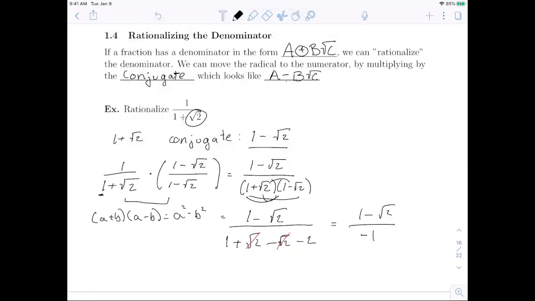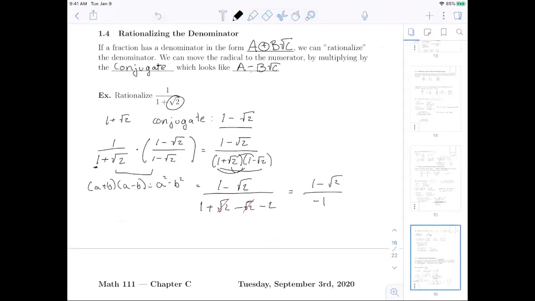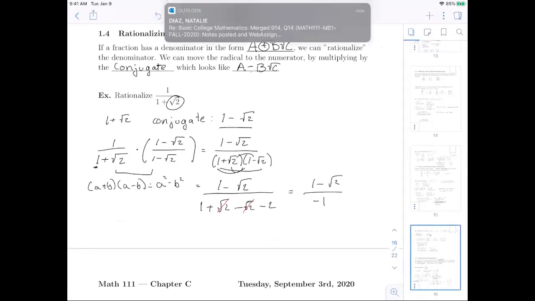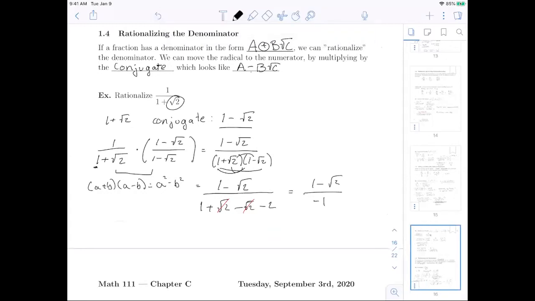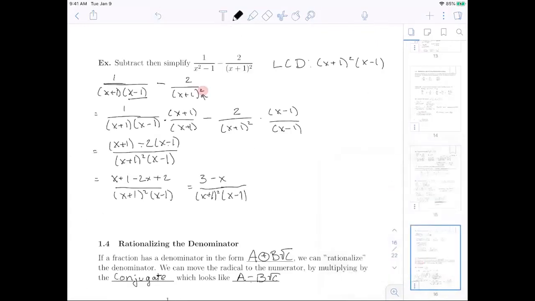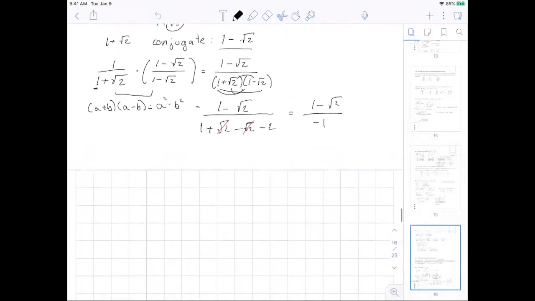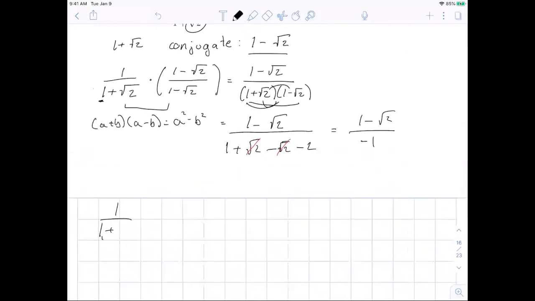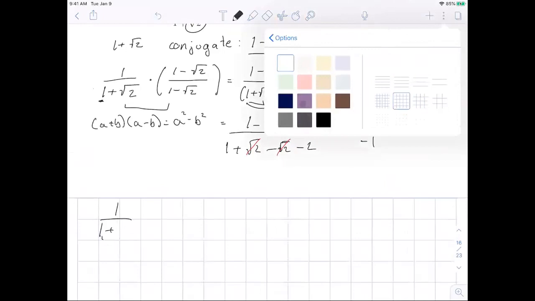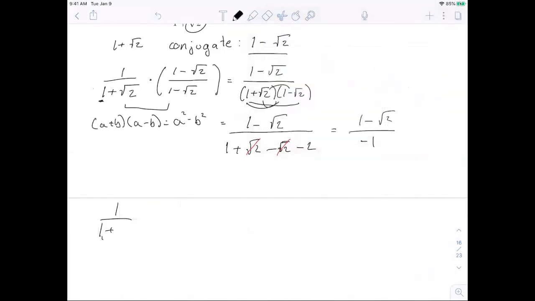So if I did, here, let me add a page. Did that work? Sweet. Okay. So when I do 1 over 1 plus the square root of 2, you're saying I would do something like this, right?